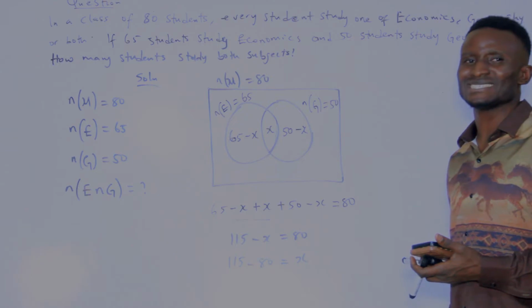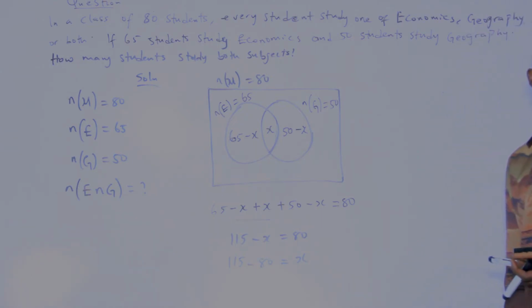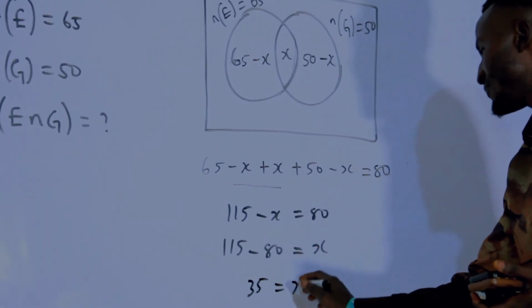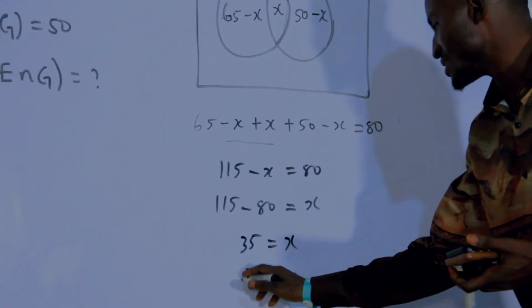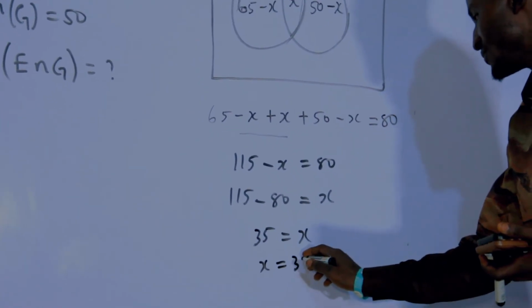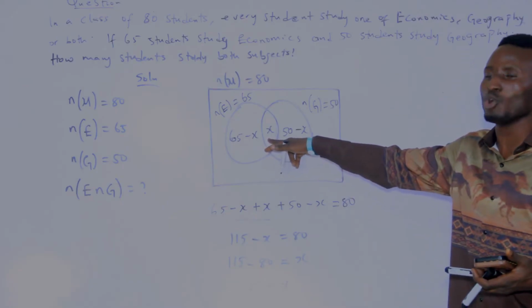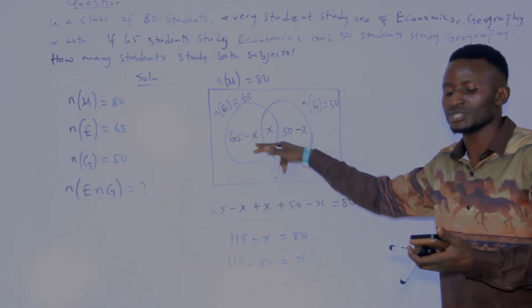So 115 minus 80 should give us 35. So 35 is equal to x. That shows that x is equal to 35. Now what is our x, everybody? X is the number of those that study both subjects.